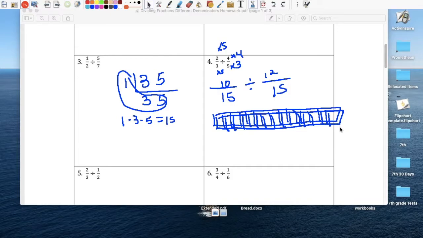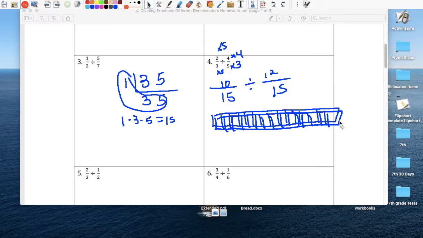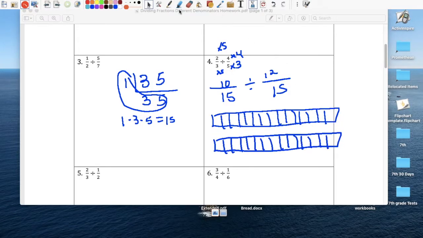The hard part. Here we go. So let me show you what I have. I have 10 out of 15, and you want 12 out of 15. So let's highlight 10. That looks like 10. 1, 2, 3, 4, 5. Okay, and then you wanted 12.